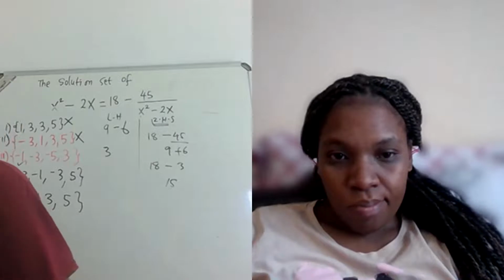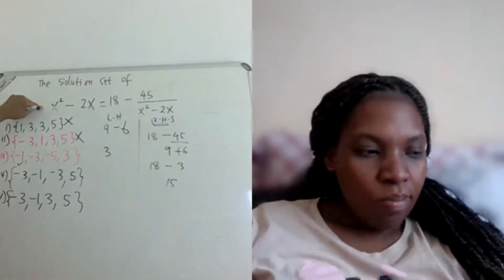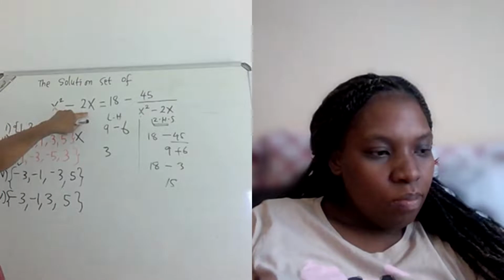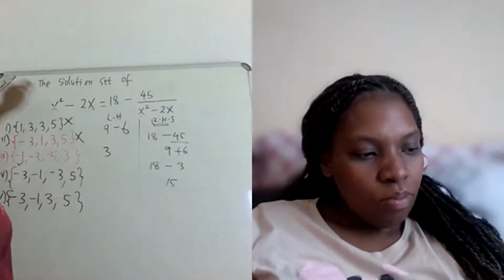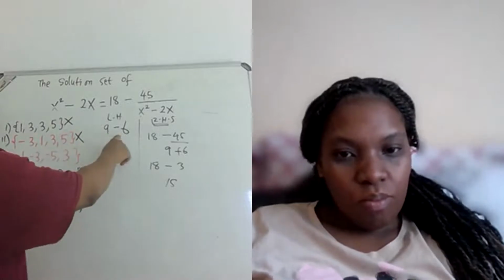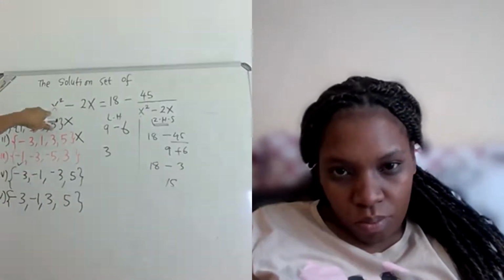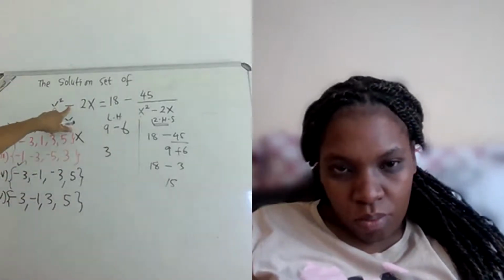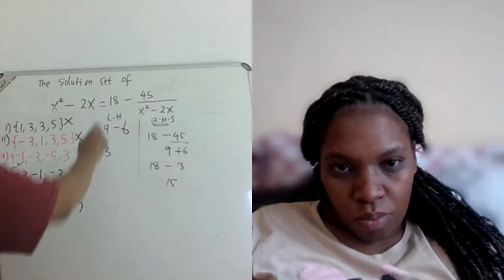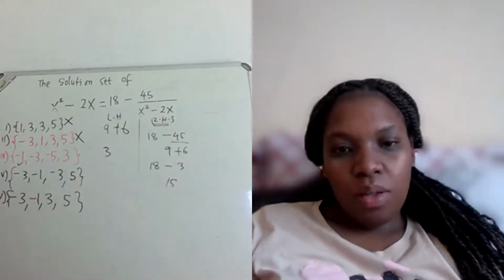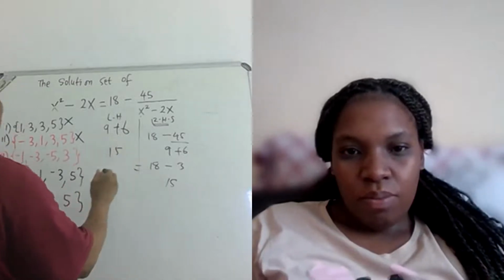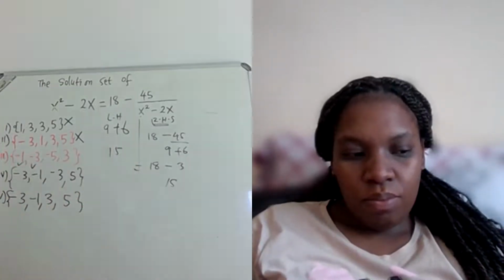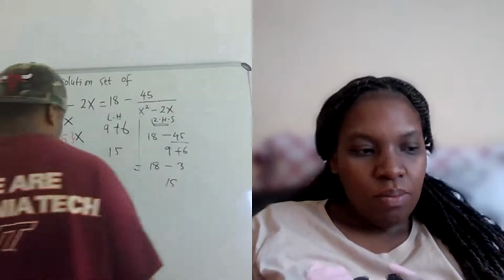Okay, right. -3. Look, (-3) square equal to 9, minus 2 times -3 equal to +6, and that gives us 15. Oh, yeah, 15. So left hand side equal to right hand side. So this is true. Now we want to go for -5.